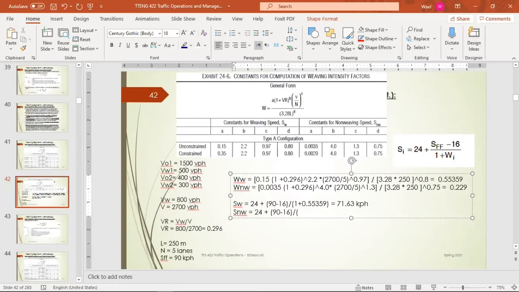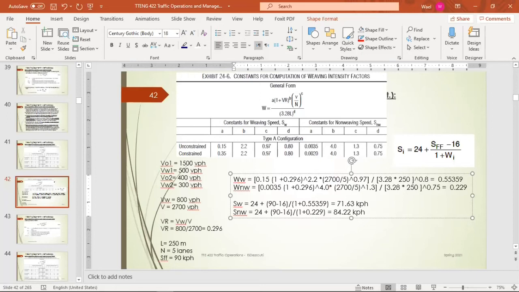Divided by 1 plus 0.229. I'm sorry, not 1.229, 0.229. How much will it come out? It should be higher than 71. 84.22. 84.22 kilometers per hour. Okay, this is logical, by the way.